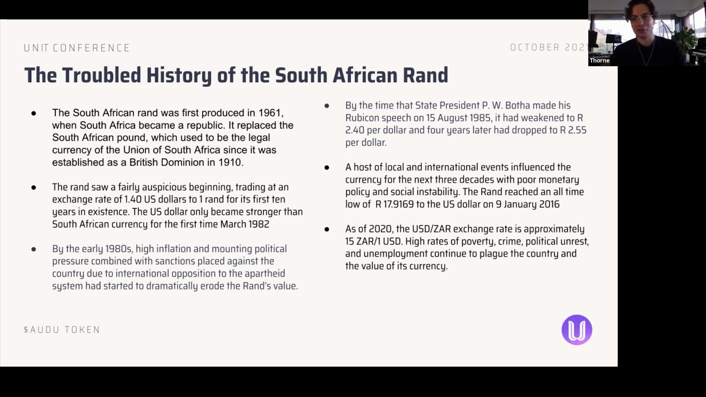And a host of local and international events influenced the currency for the next 3 decades. With poor monetary policy and social instability, the Rand reached an all-time low of 17.9, so almost 18 Rand per US dollar, on the 9th of January, 2016. So this has to be one of the most radical and also one of the fastest monetary debasements, I think, of almost any economy. Even looking at places like Turkey, which I was just checking out in John's presentation before, did not get to this level of inflation. So this is truly insane.